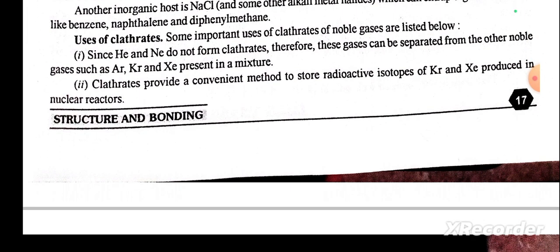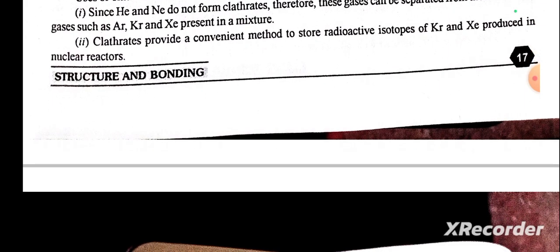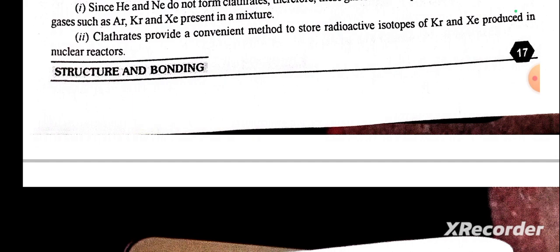clathrates. Some important clathrates of noble gases are listed below. Since helium and neon do not form clathrates, these gases are separated from the other noble gases such as argon, krypton, and xenon present in the mixture. Clathrates provide an efficient method to store the radioactive isotope krypton produced in the nuclear reactor.